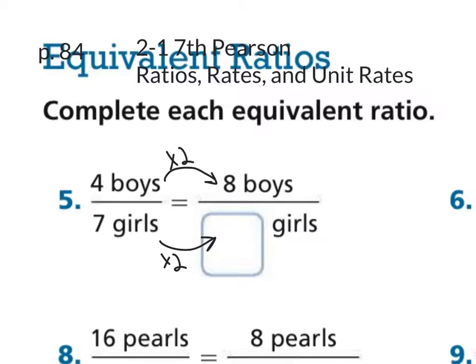So if we keep the same ratio, that would be 2 times as many girls. 7 times 2, so that'd be 14 girls.